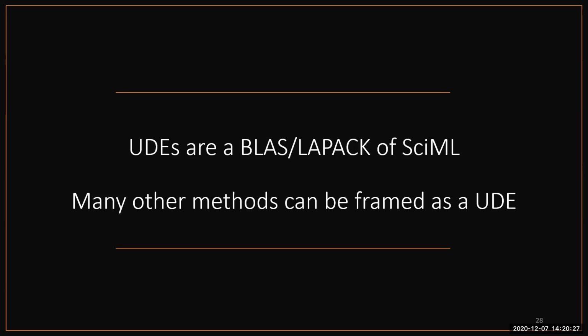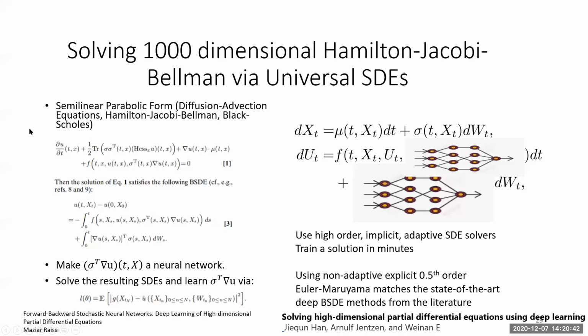Now, one of the other things that we found interesting about this idea is that you can rephrase a lot of other methods that are coming out in this field of scientific machine learning as a form of a universal differential equation. And this isn't really just something to show off, right? It's something to really start showing us that this might be the right computational problem to solve. For example, there's a really nice paper that came out by Han, Jentzen and E, which is all about how you can solve these 100 or 1,000 dimensional Hamilton-Jacobi-Bellman equations by essentially taking the connection between the semi-linear parabolic forms and the backward stochastic differential equations.